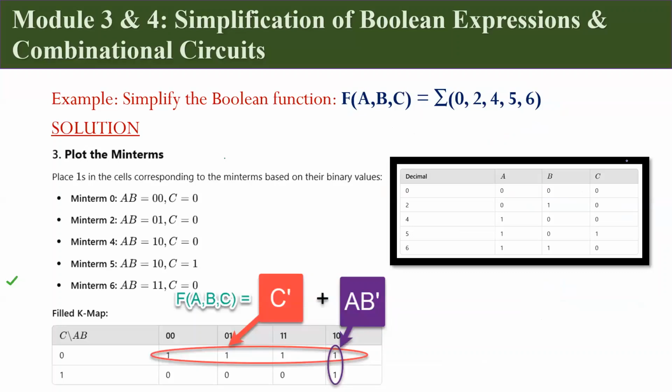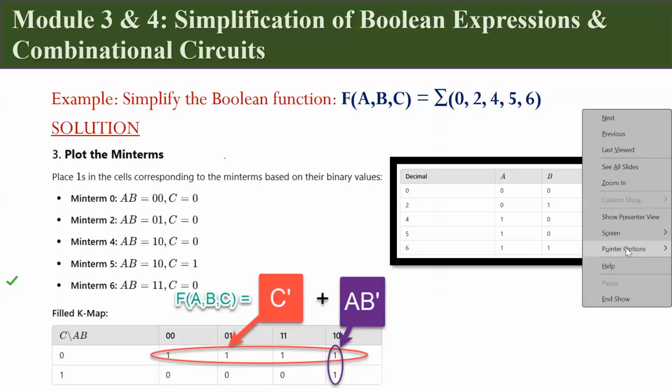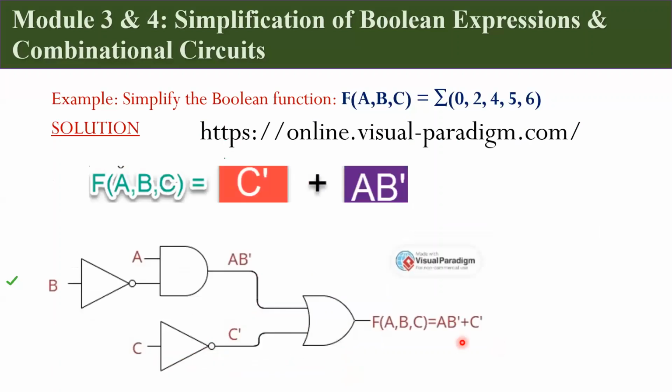What you're actually seeing me showing is a graphical way on the screen now. We have already done it. So we have C bar and AB bar. That's basically what we have, and then I've implemented the circuit. Now, there is a software that you will also need to use, an online tool. It's called Visual Paradigm. It's the one I've used to draw this circuit, and you can see it's looking beautiful.